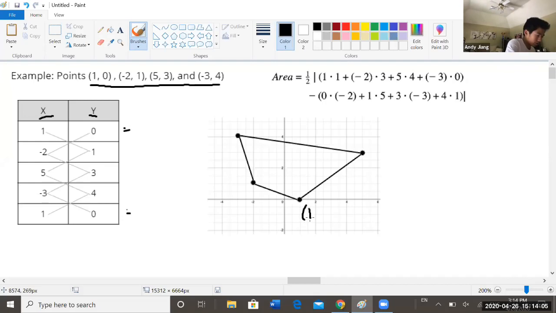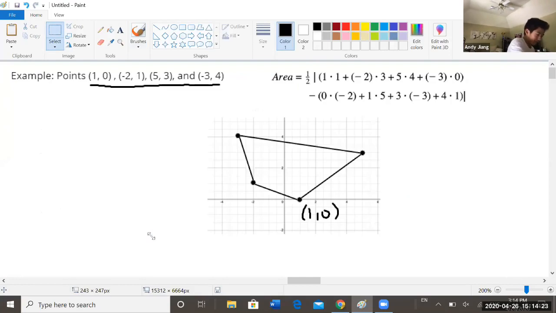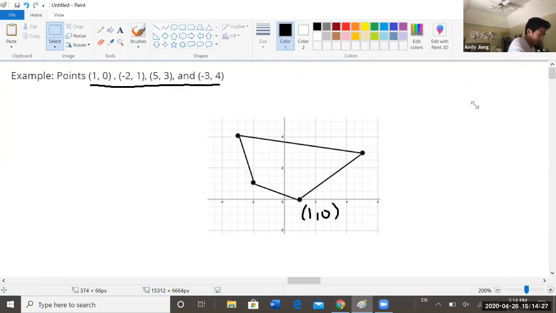So this is 1, 0. Ooh, actually, this isn't right. All right, this is a very bad example, and I will explain why in a second. It's because, all right, so I'll get rid of this. I'll just work it out from the beginning.